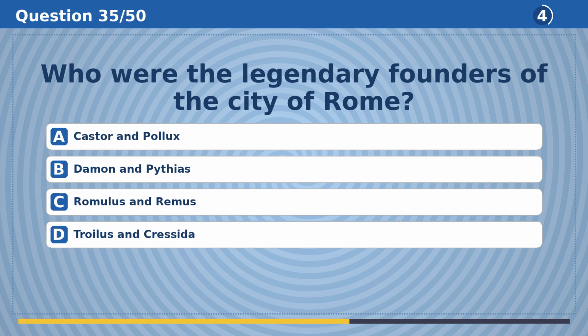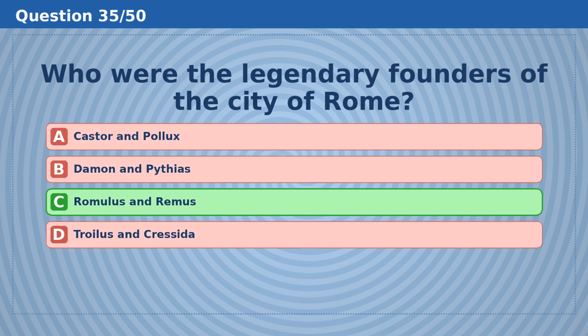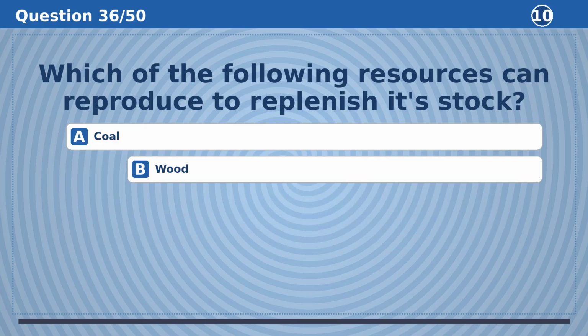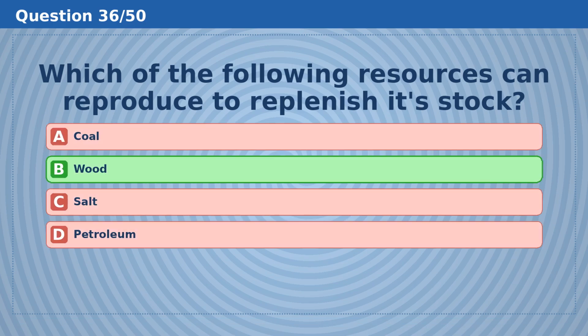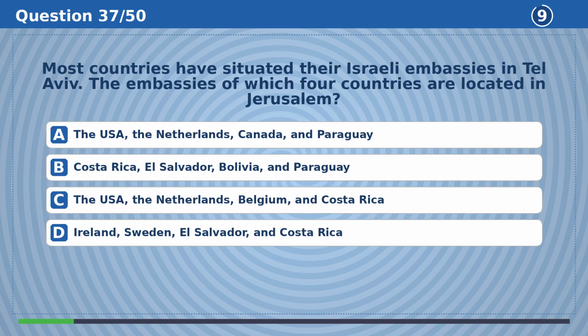Who were the legendary founders of the city of Rome? The answer is C, Romulus and Remus. Which of the following resources can reproduce to replenish its stock? The answer is B, Wood.